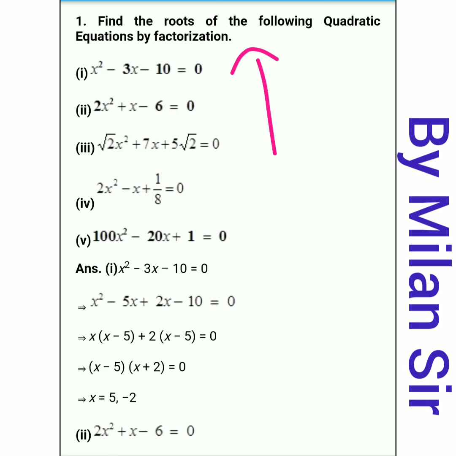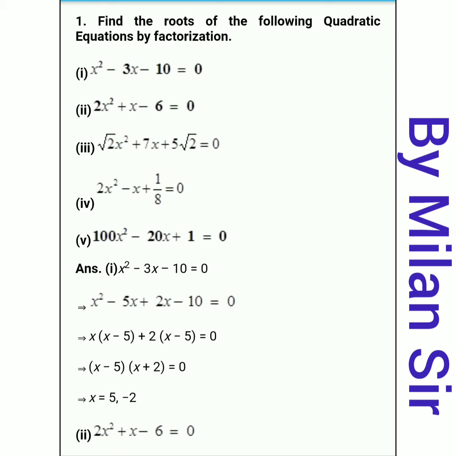Now factorization method means our middle term splitting method. Middle term splitting and factorization are both the same, and we already learned this method in chapter 2, exercise 2.2. In that we found the zeros of the polynomial by using the middle term splitting method. So let's start.